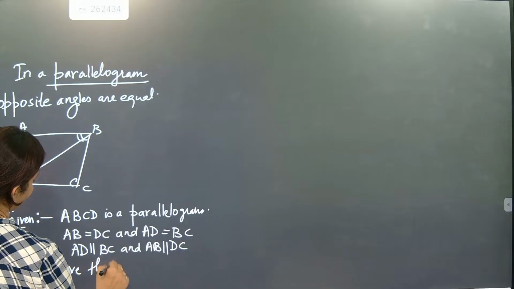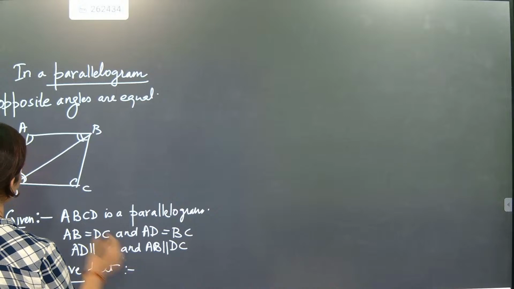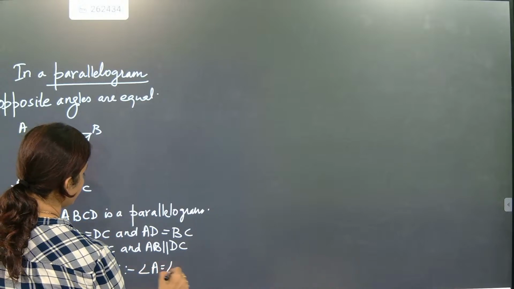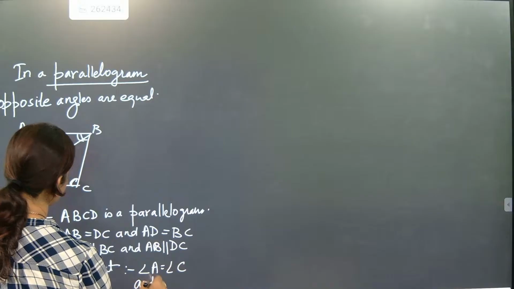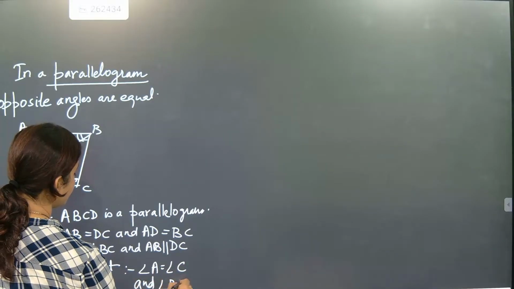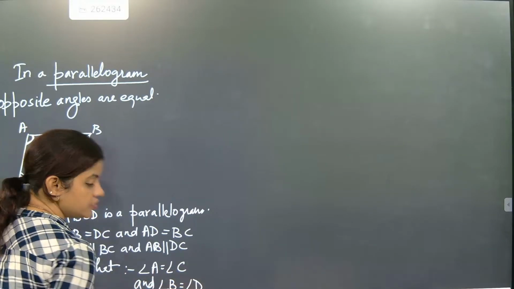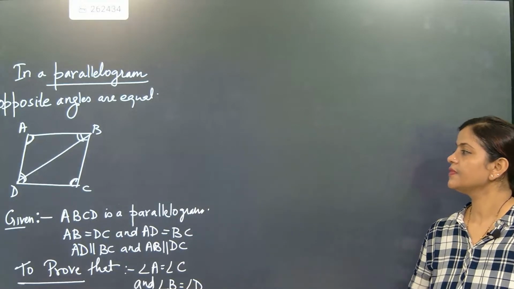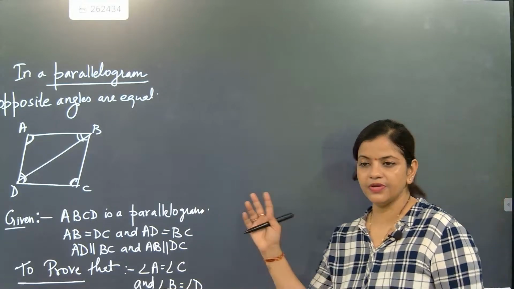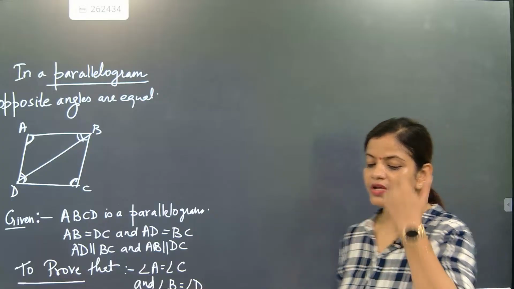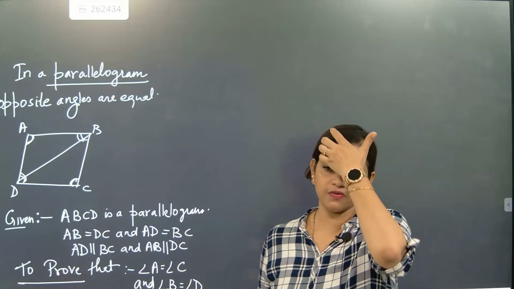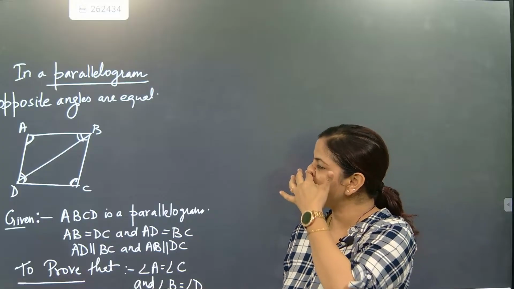To prove that angle A is equal to angle C, and angle B is equal to angle D. This is what we have to prove. But beta, only one side making equal means continuously the other side will also become equal. Correct now? So first work what we are going to do?